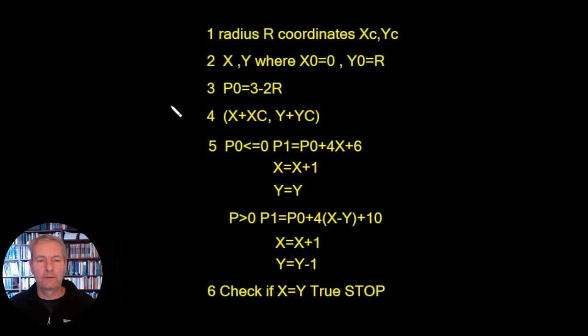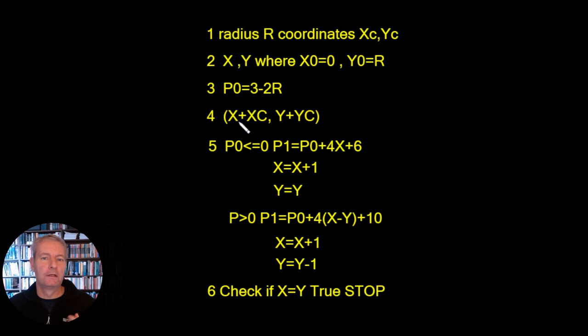So here is the algorithm written out in 6 steps. We're going to start off with the circle that we want to draw. To define that circle, we need a centre point xc, yc, and we need the radius r. So we initially start off with x0 equal to 0, and y0 equal to the radius r. We then work out the first decision variable: P0 is equal to 3 minus 2r.